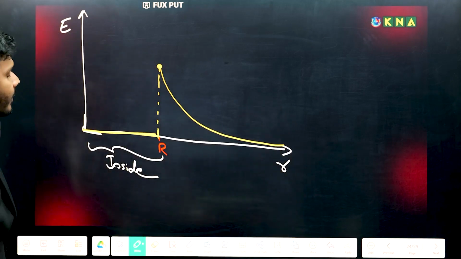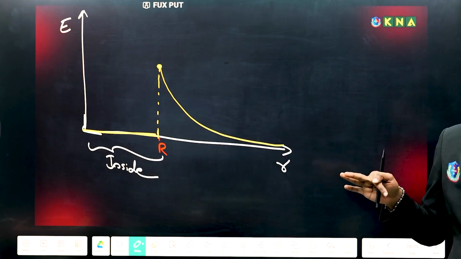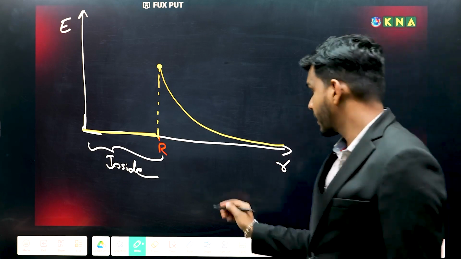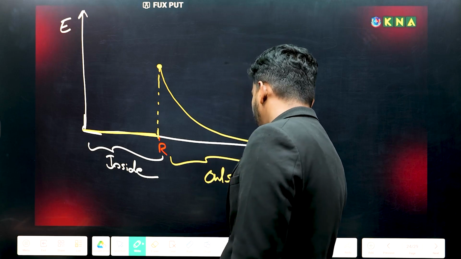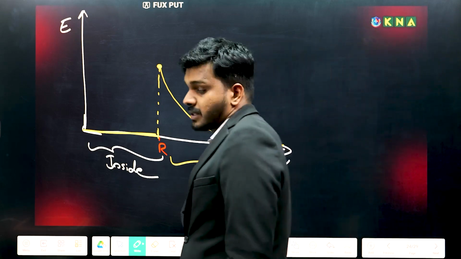This is the graph representing electric field for a spherical shell. This is outside. For a spherical shell, the graph representing electric field and distance is like this.